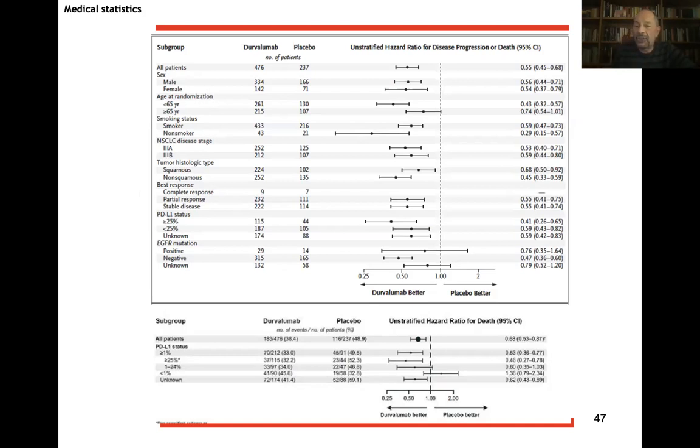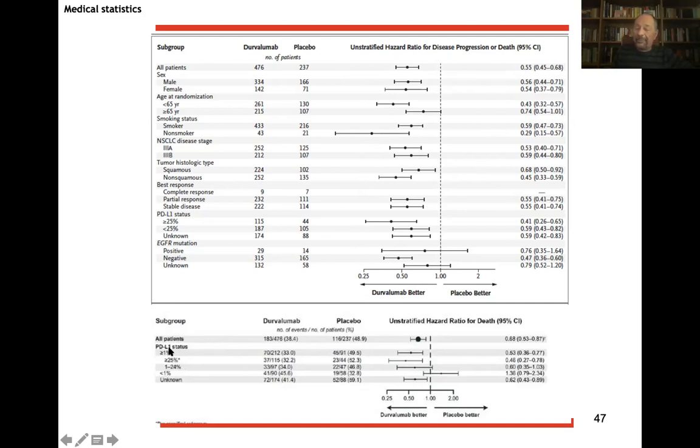And this is very interesting, you see, because you can calculate the hazard ratio for every one of these parameters, and you see that they are always favorable. The hazard ratio is always less than one. So the hazard ratio is always H1 divided by H2, and it should be less than one to show that your treatment is effective. It is particularly interesting if you look at the PD-L1 status, which is significantly less than one.